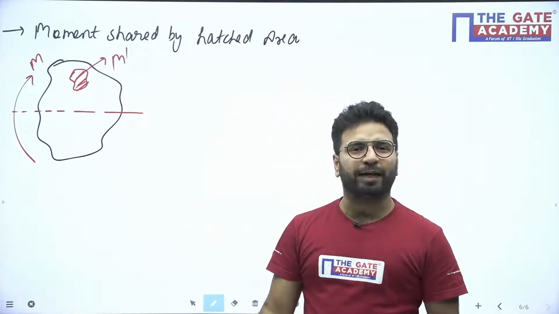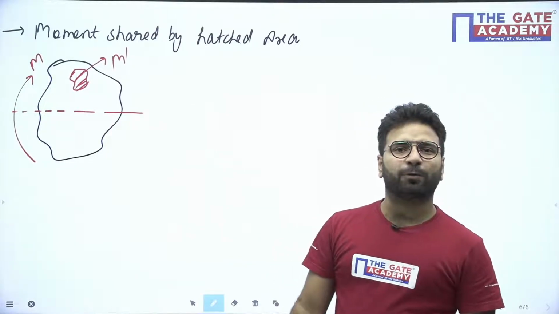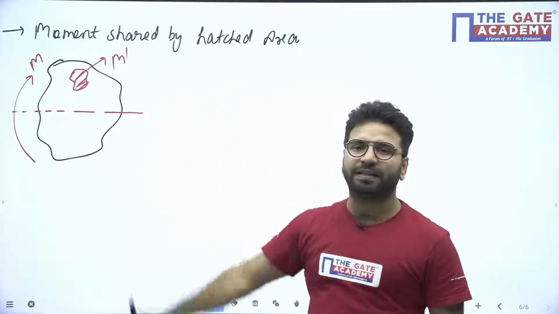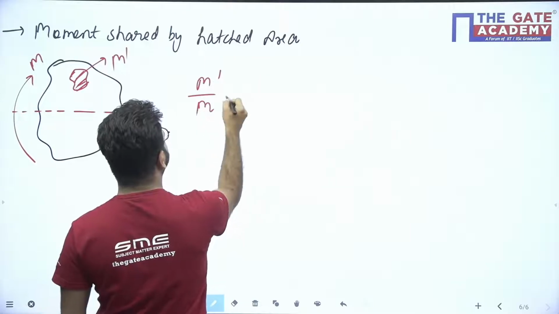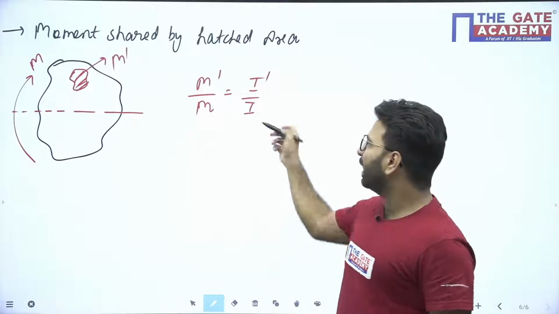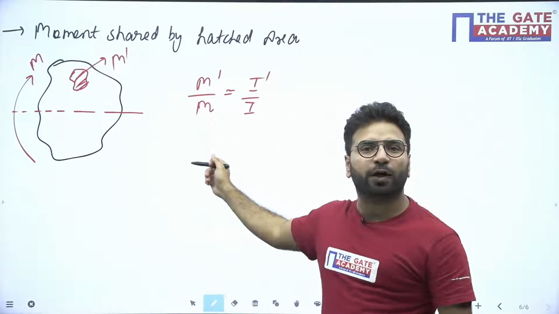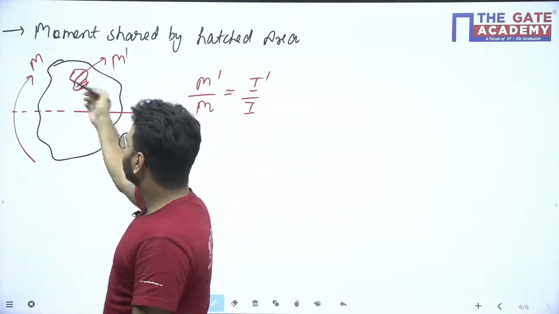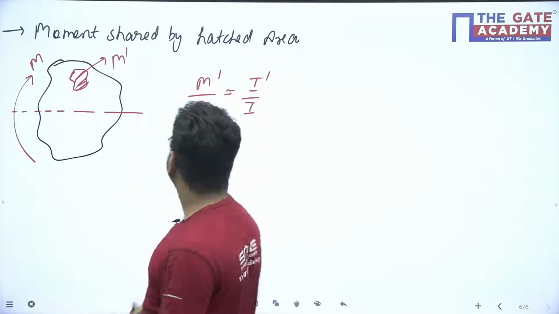Okay, can you tell me how you will calculate the moment shared by the hedged area? If total moment applied is M, how much moment will be shared by this hedged area? So I am writing here M dash upon M is equals to I dash upon I. What does it mean? What is M dash? Which we have to find. M is the total moment applied on the section. Total moment means bending moment.